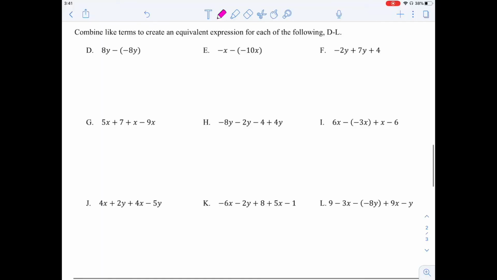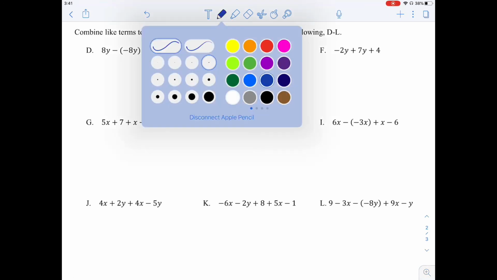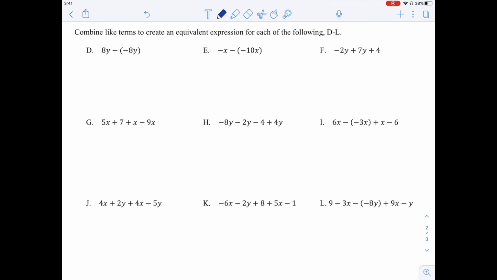Okay, so let's do some problems on here. First one, 8y minus negative 8y. Remember, double negatives is always going to turn into plus, positive. So keep that in mind. So 8y plus 8y, we just add the numbers in front, the coefficients. 8 plus 8 is 16, so you have 16 y's, 16 dogs, basically. Here's our answer, 16y.